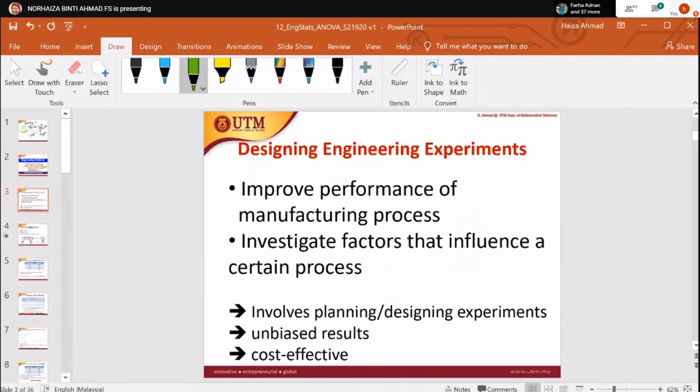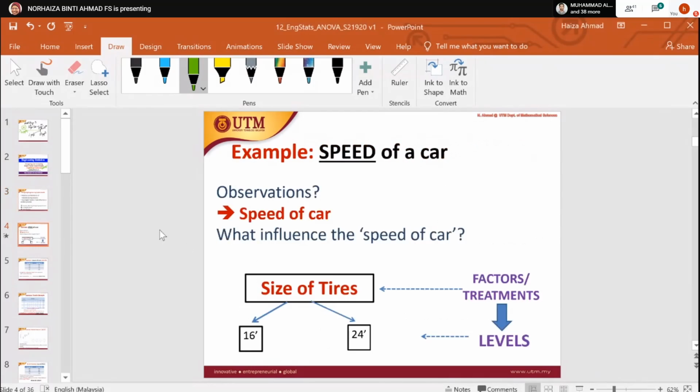So why is this useful? ANOVA is useful especially if you have more than two populations, so you can test whether you want to improve some performance of a process. For example, you observe the accuracy of a certain product, the measurements of certain products, from different machines, more than two machines. So ANOVA would be useful for that. Okay.